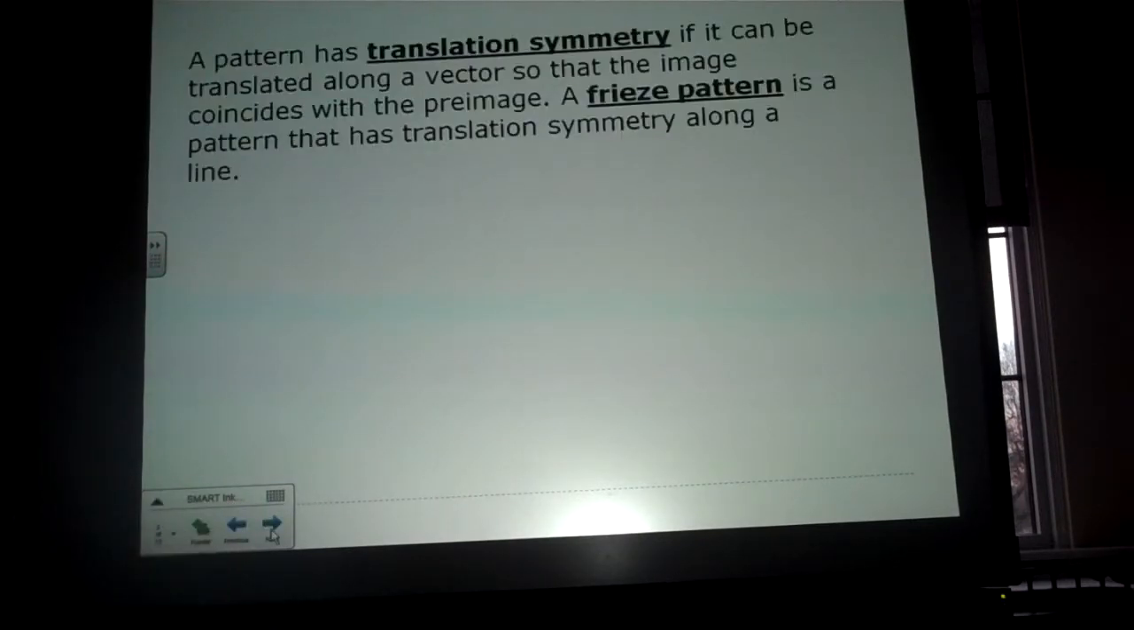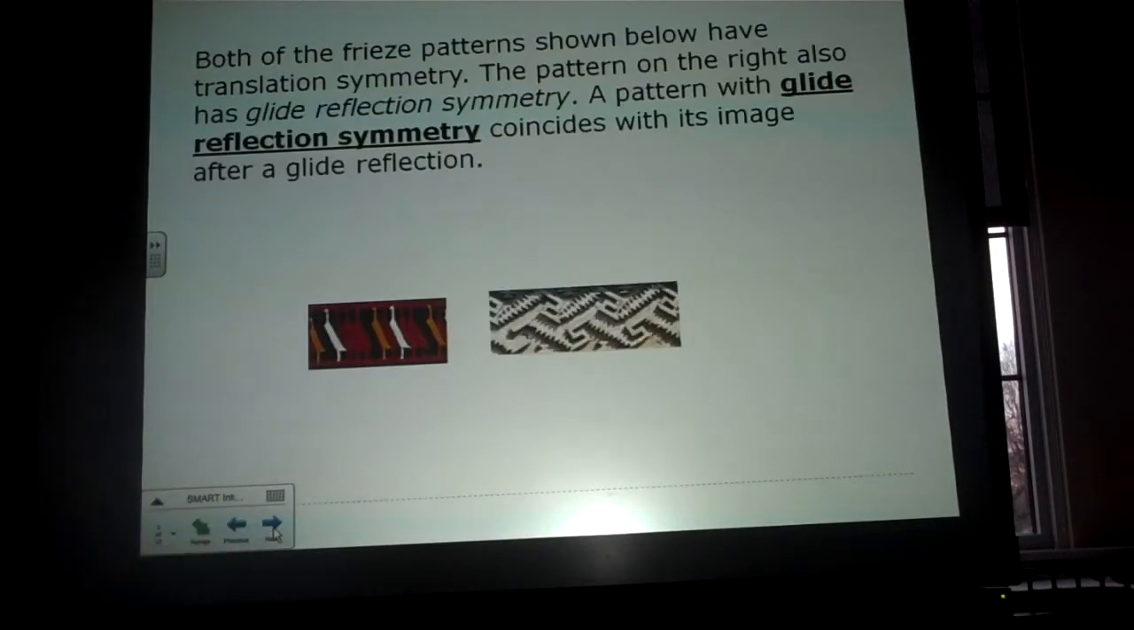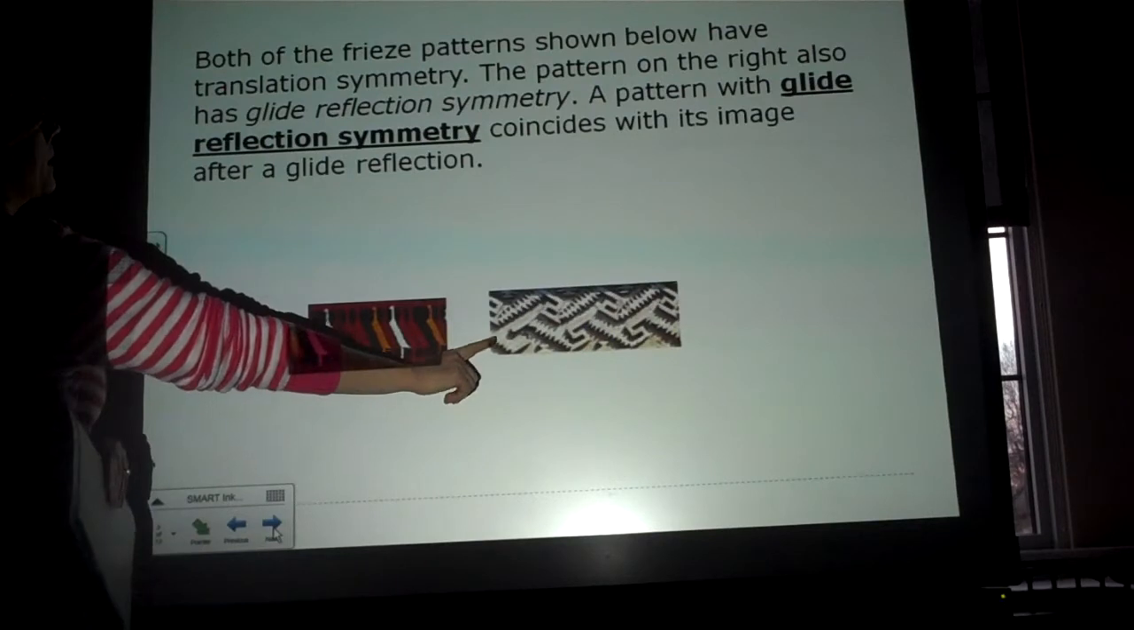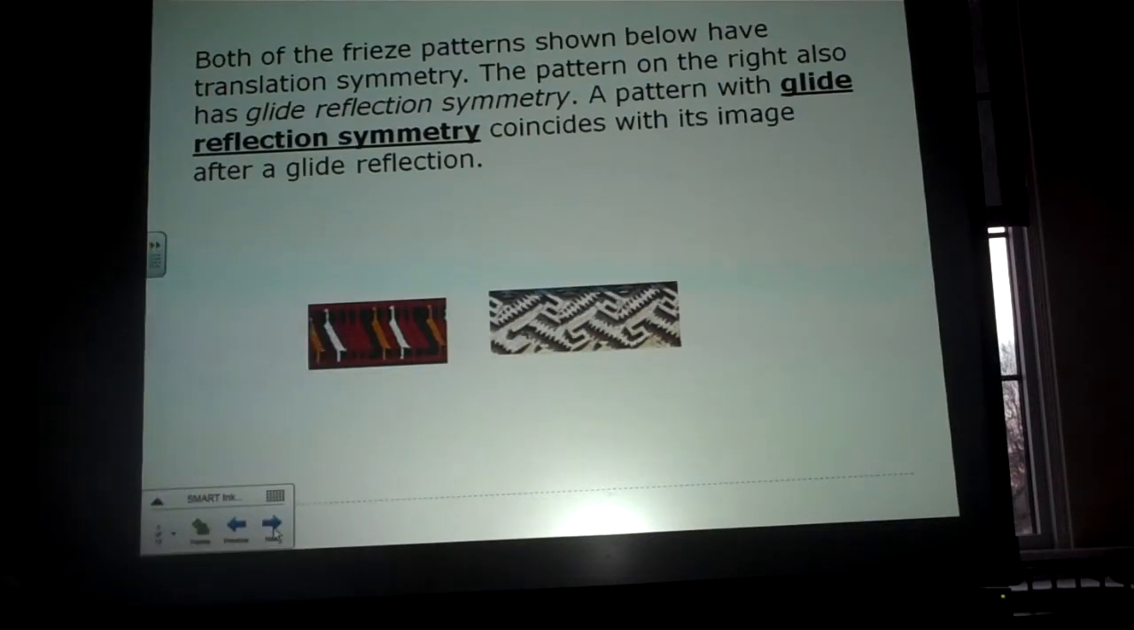Alright, a pattern has translation symmetry if it can be translated along a vector so that the image coincides with the pre-image. A frieze pattern is a pattern that has translation symmetry along a line. Both of these figures are frieze patterns. The pattern on the right also has glide reflection symmetry. Glide reflection symmetry coincides with its image after a glide reflection.